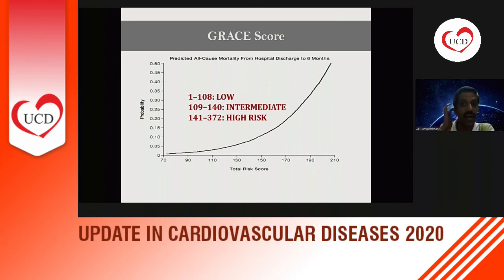140 is a golden line for cardiologists. Anything above 140, we are supposed to intervene, take them for an invasive strategy. So I think this is where the curve starts to climb up exponentially. This is where the cutoffs have been designed.